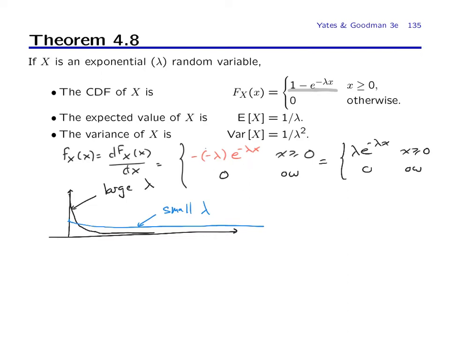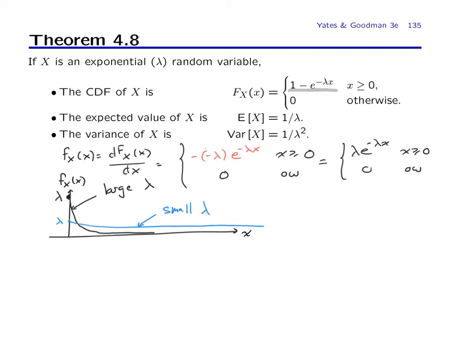So this height here is lambda, and lambda is small. And here the height is lambda, and lambda is big. Let me label this. In both cases, whether it's the blue curve or the black curve, the area under the curve is 1.